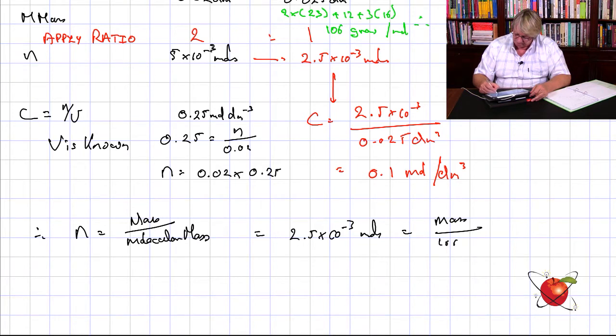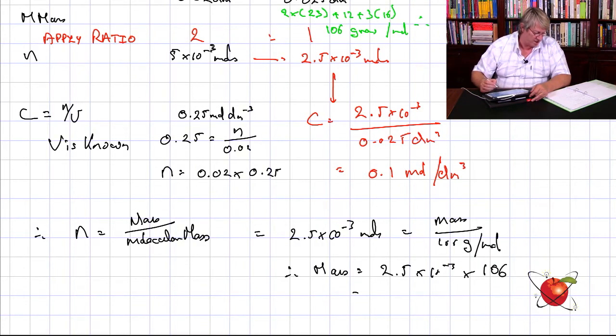106 grams per mole, right? Therefore, we cross multiply and we can work out that the mass is going to be 2.5 times 10 to the minus 3 multiplied by 106, which gives us 0.265 grams. Right. Pretty straightforward in that situation.